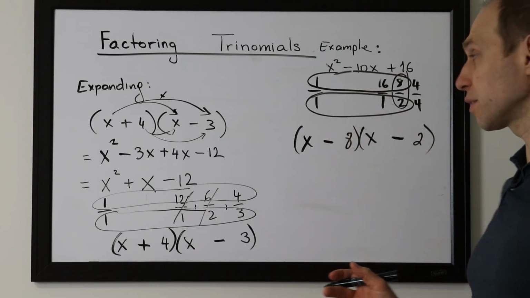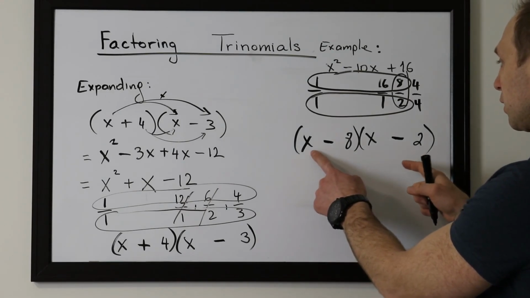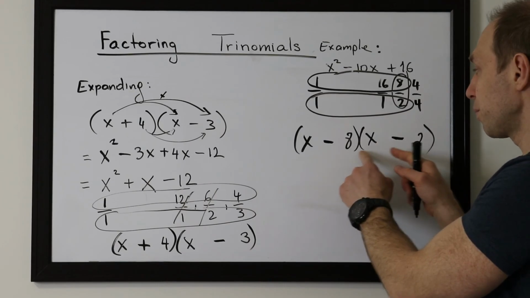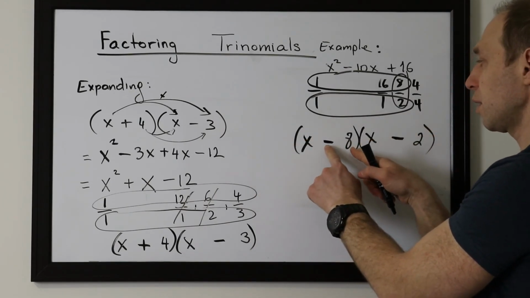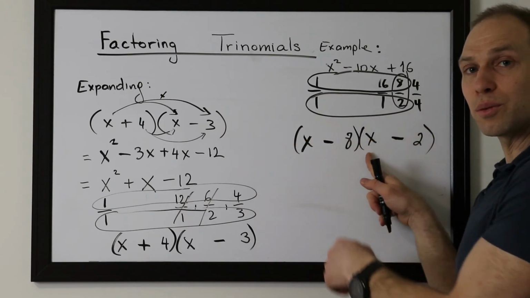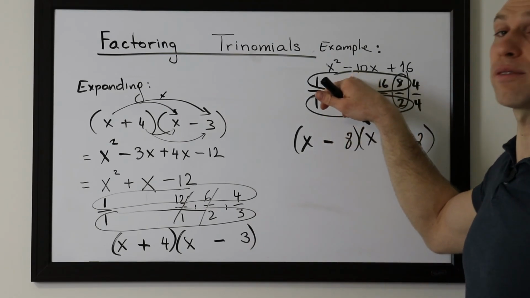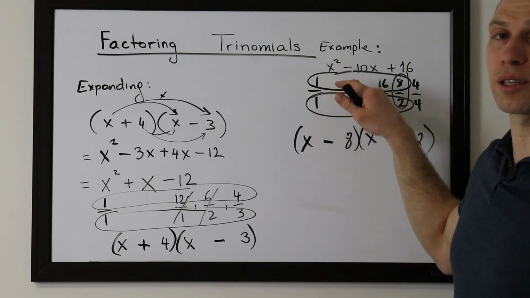And we can clearly see this because x times negative 2 gives us negative 2x, and negative 8 times x will give us negative 8x. When you put them together, you're going to get negative 10x. And that's where that number comes from.